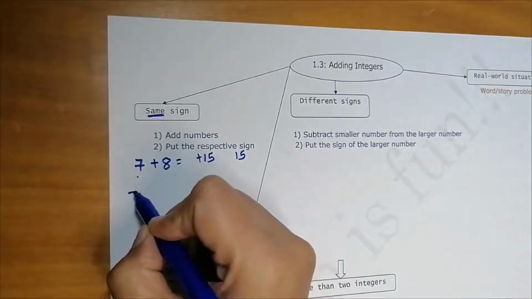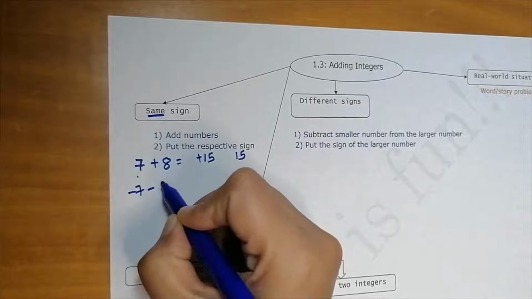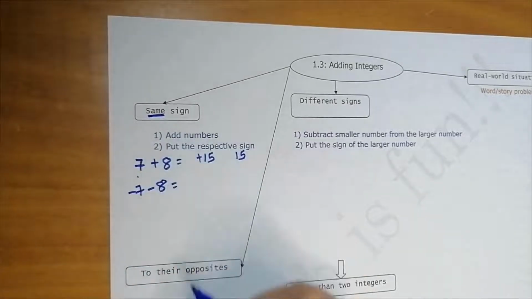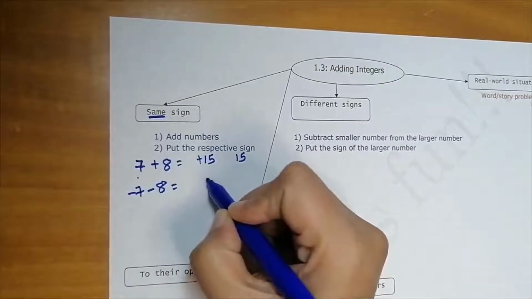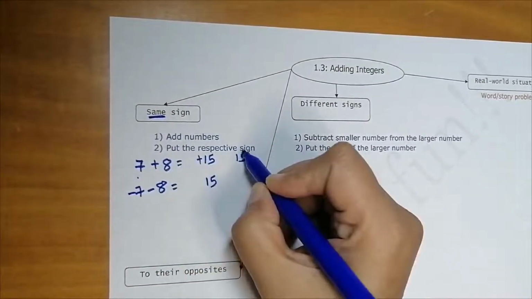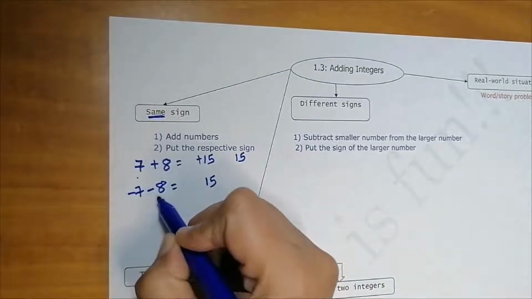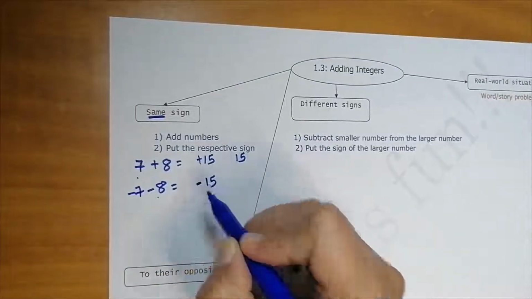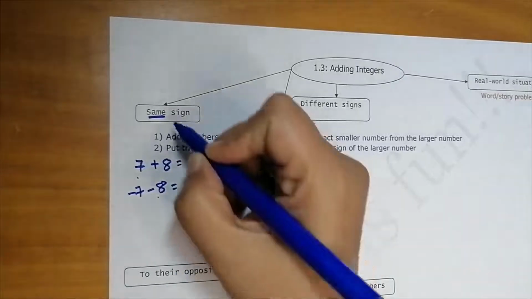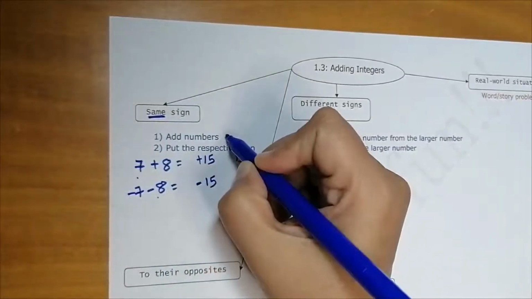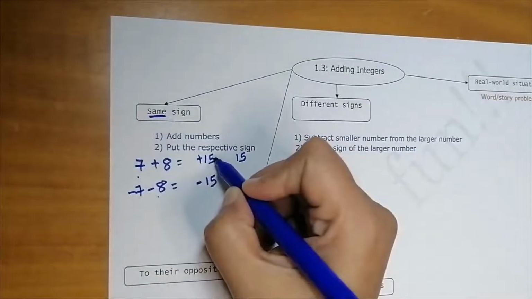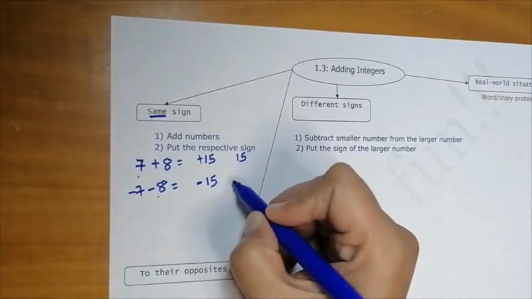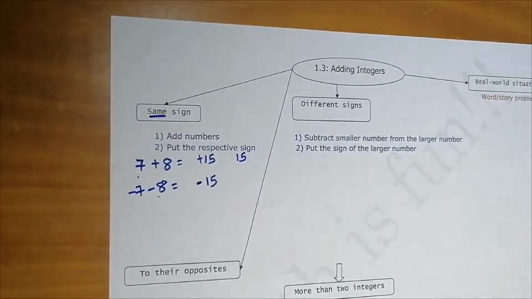Say the same numbers but with negative signs now. -7 and -8. So let's go to the rules. Add numbers. 7 plus 8, 15. And then you put the sign. So what is the sign this time? It's negative. So you put -15. Okay? So this is quite simple. Add the numbers and then put the respective sign. If it's plus, you put plus. If it's minus, you put minus. Okay? So that was the first part.